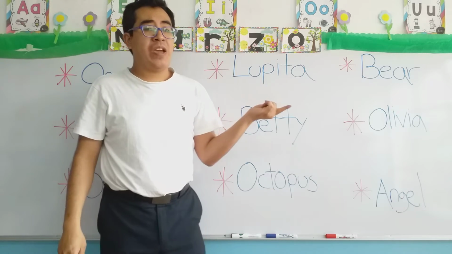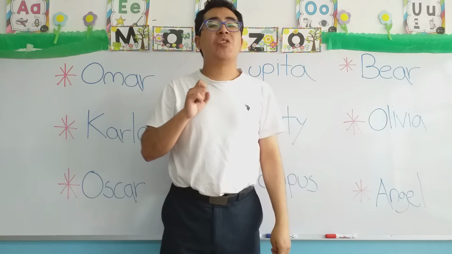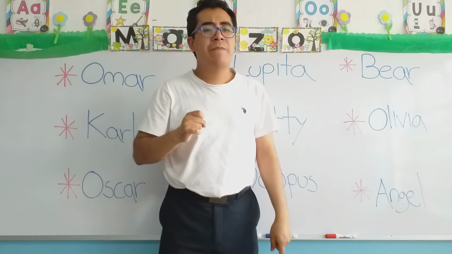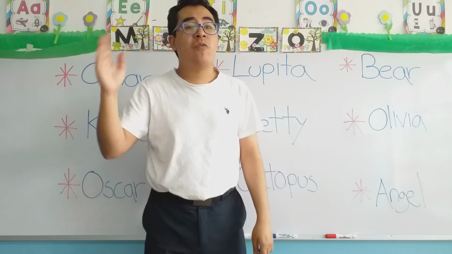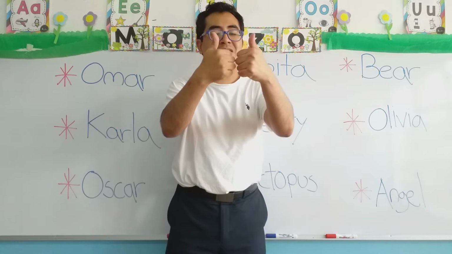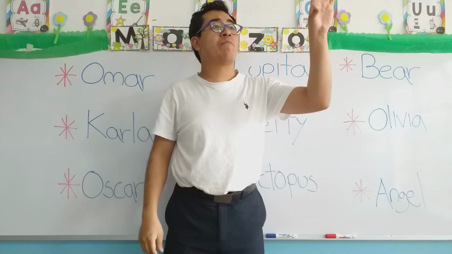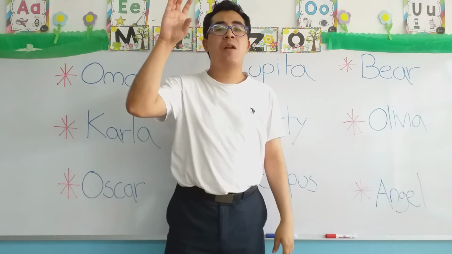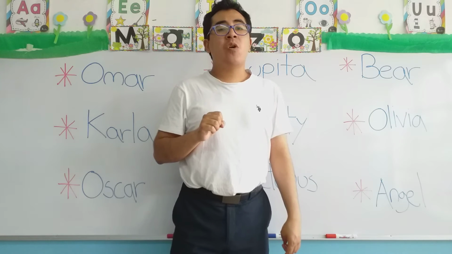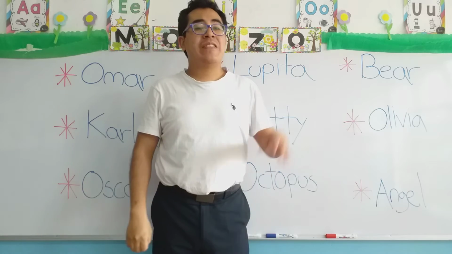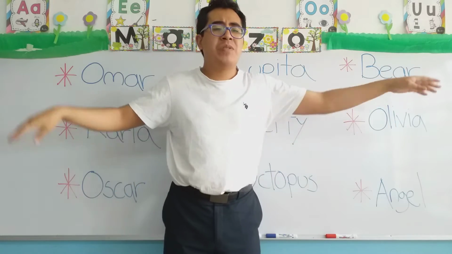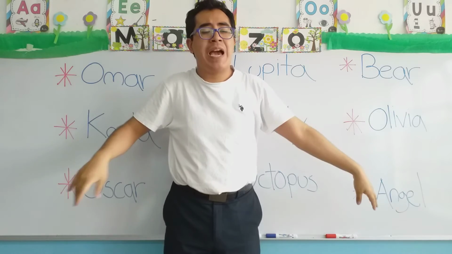Now, yesterday, we mentioned an object that we associate with this letter. Do you remember? It was an animal of the sea, the octopus. Excellent. The word octopus begins with capital O. Now, one of the characteristics of the octopus is the different arms it has. Do you remember how many arms the octopus has?